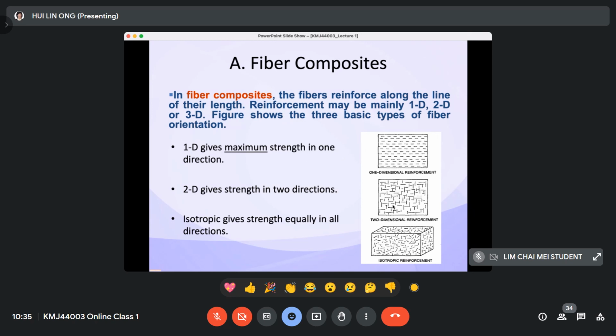So this one will give even higher strength to the composite, regardless of the position of the force being applied to it. And the last one is random. We call it isotropic. Iso means the same. So this is the type of randomly arranged fiber in the matrix. I don't want to say polymer yet, but in the matrix. It can be a polymer, ceramic, or metal matrix. So they will have the same strength regardless of how we apply the force to them.